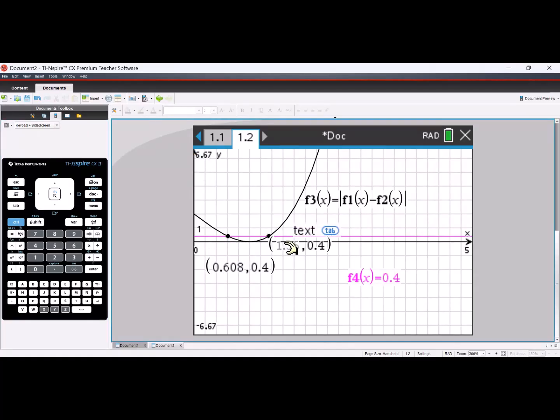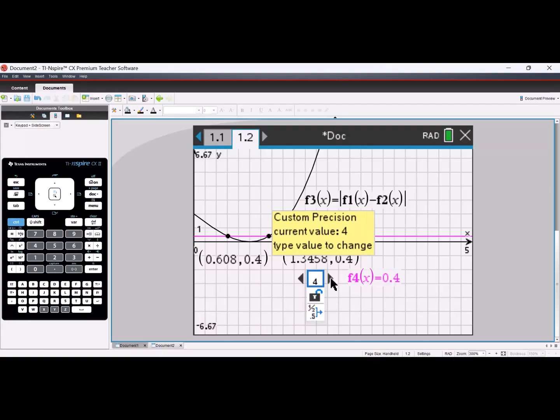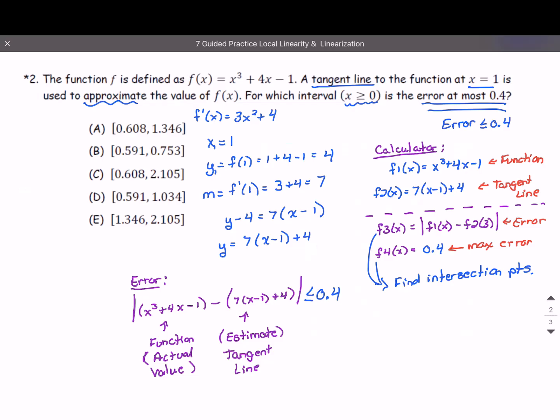And now I can see the values where x is 0.608 to 1.35, but that only has 2 digits after the decimal, so we point at it, control menu, attributes, bring that up to 4 digits, then you can go back to 3 digits, and there we go, 1.346. So between the x values of 0.608 and 1.346. So based on what we saw with the calculator, our answer should be choice A.